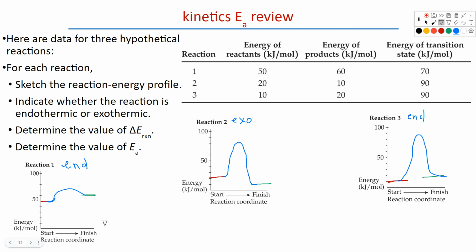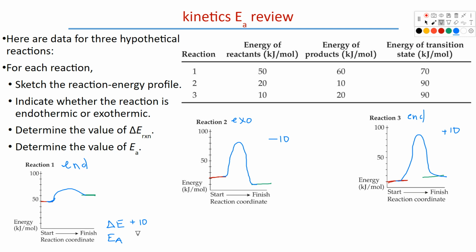So what is our delta E of the reaction? Garrett, 1. Plus 10. How about reaction 2? Cameron? That is 7 from 10, negative 10. Sorry. It's okay. Will, reaction 3. Plus 10. All right. Energy of activation for reaction 1.